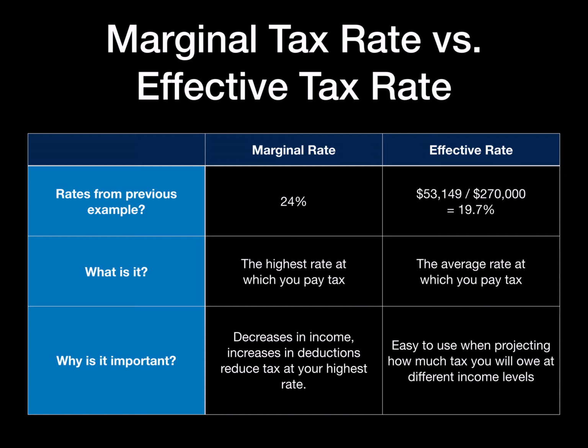What about effective tax rates? Your effective tax rate is your total tax divided by your taxable income. You'll sometimes hear it called your average tax rate. Your effective tax rate is a nice shortcut for you to figure out what your tax liability is going to be in the current year. Let's say our taxpayer expects to have taxable income of $320,000 next year. Applying the average tax rate of 19.7% to that income yields an estimated tax liability of $63,000.